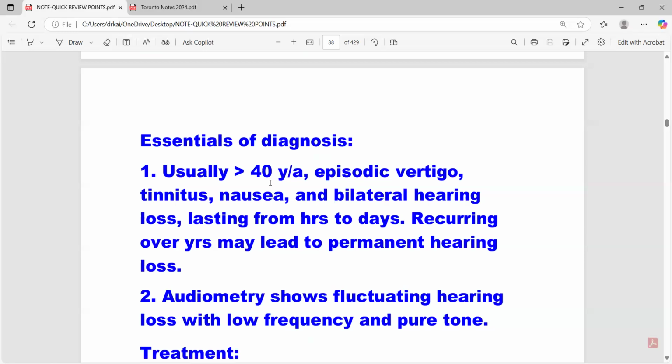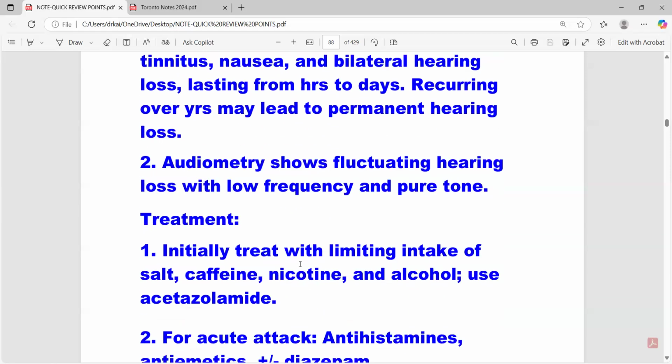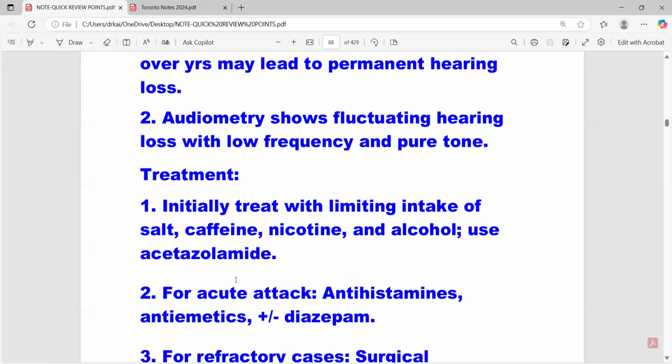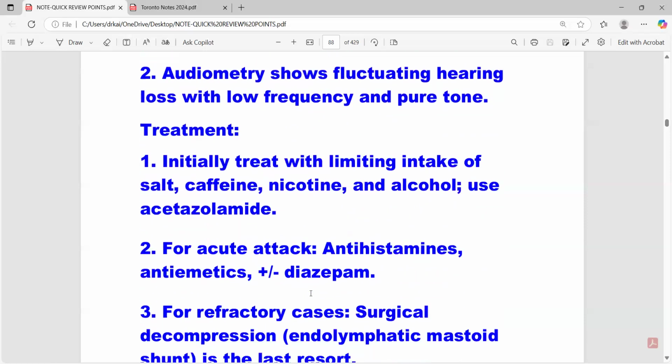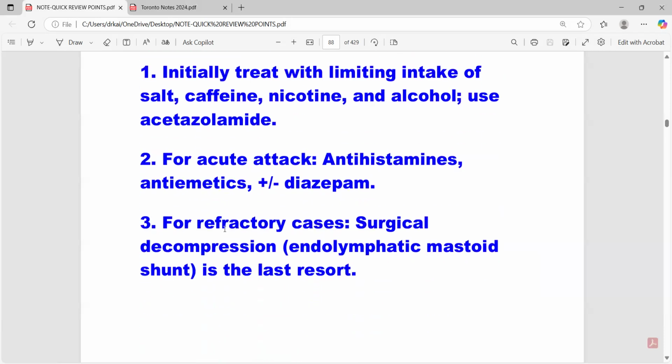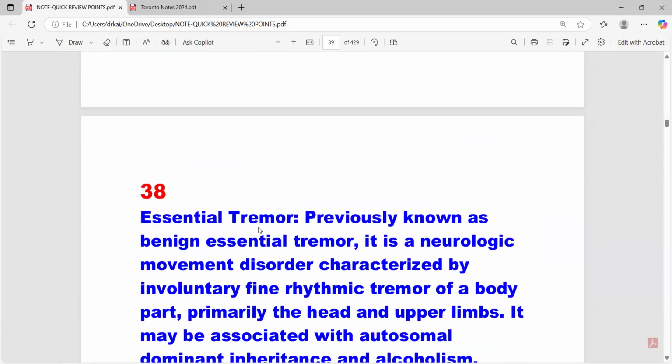Essential for diagnosis is usually age more than 40 years. Then tinnitus, nausea, bilateral hearing loss lasting hours to days and recurring over the years may lead towards permanent hearing loss. Audiometry is usually checking for the fluctuating hearing loss. Treatment is avoiding all of these. This one is important because you as a family physician need to counsel this patient: salt, caffeine, nicotine, alcohol; use acetazolamide. For acute cases, you can give antihistamine. For refractory cases, surgical treatment.